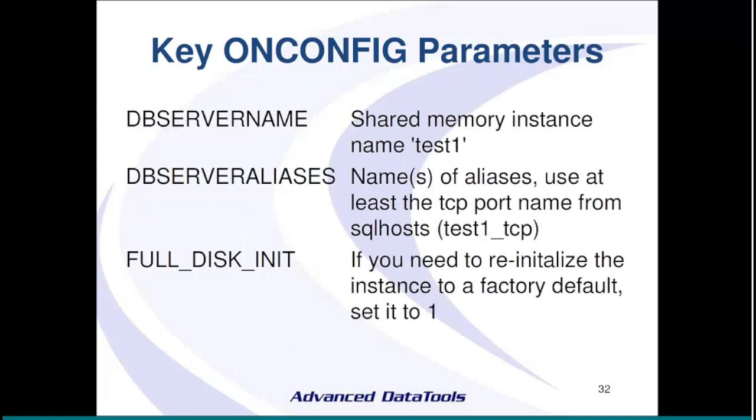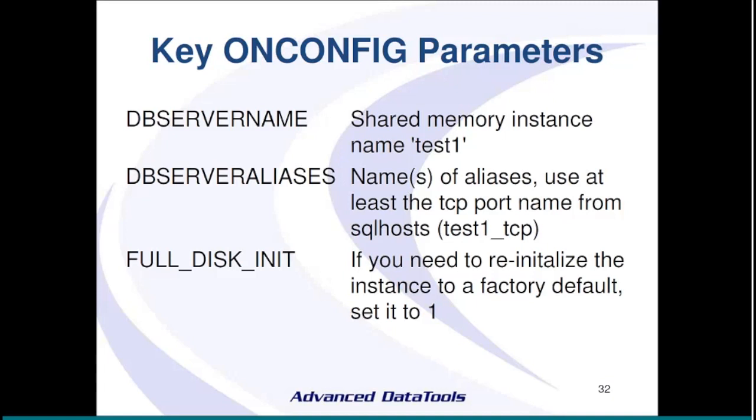The big ones you've got to set are the DBSERVERNAME and DBSERVERALIASES. This is your instance name, and then the aliases would be any secondary names you want to give this. So for your TCP listeners, if you have other special replication needs, you'd have them in the DBSERVERALIASES. For your default system, all you need is your DBSERVERNAME and then a TCP one for DBSERVERALIASES. I generally call it instance name_tcp. You may have different names, as long as it matches the sqlhosts, that's what matters.